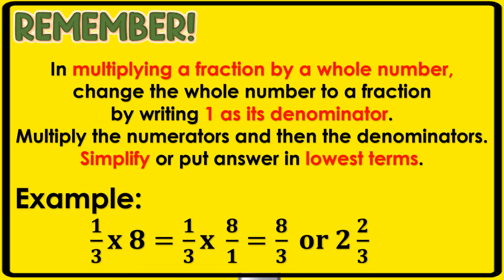Example, 1/3 times 8. Put 1 as the denominator of 8. So we have 1/3 times 8 over 1. 1/3 times 8 over 1 equals 8/3 or 2 and 2/3.